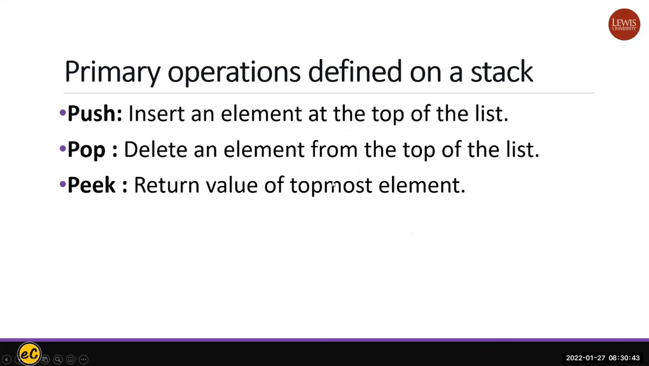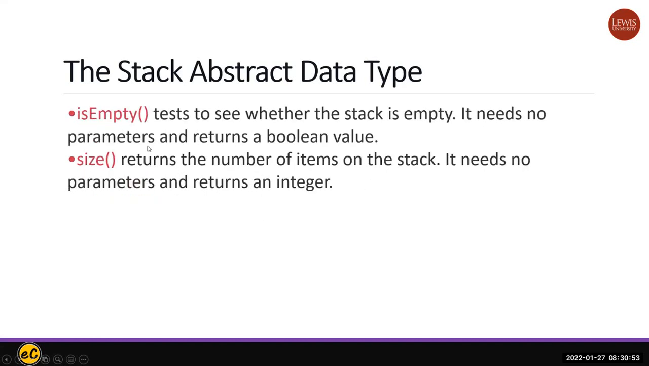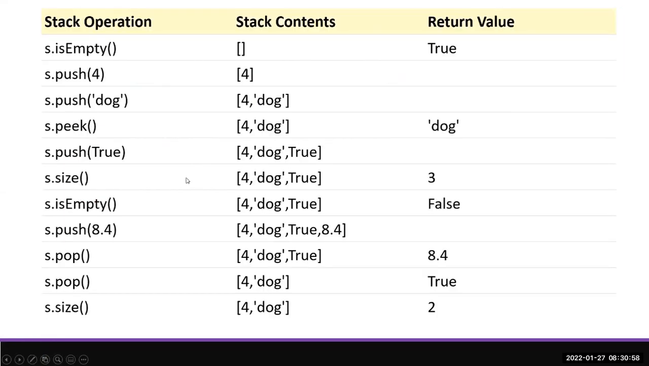So these are 3 basic operations. And then we have the stack constructor to build a stack. And then we have push, pop, and pick functions. And we also may add the isEmpty function and size function. So here we have a stack, and we check if it is empty, it will return true. So we push 4 in, the stack becomes 4. We push dog in, it becomes 4 and dog. We pick it, we will get dog.